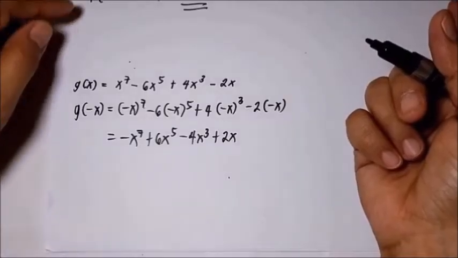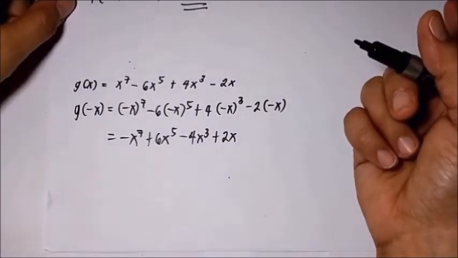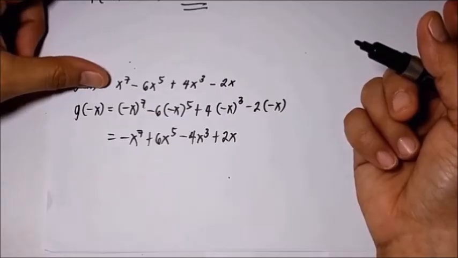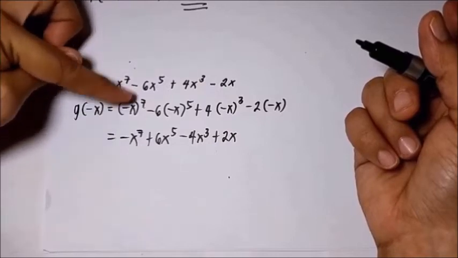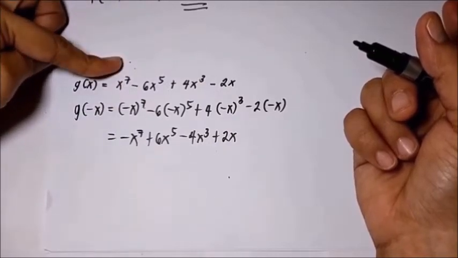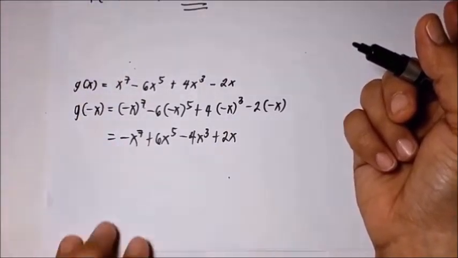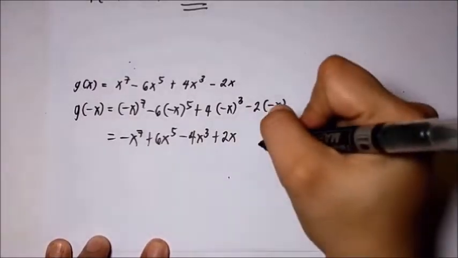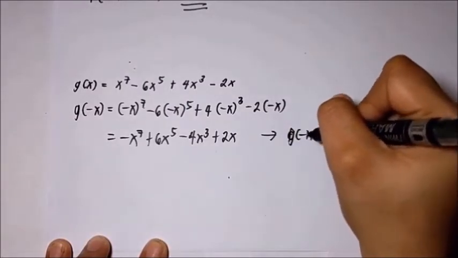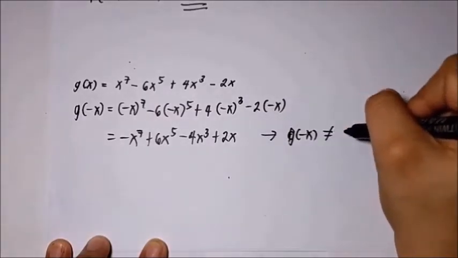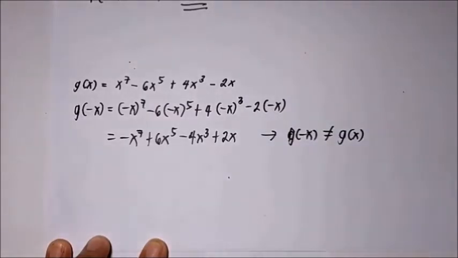So let's look at the given. The given is positive x raised to 7, negative, then positive, negative. So they are not equal. g of negative x is not equal to g of x. So definitely it is not even.